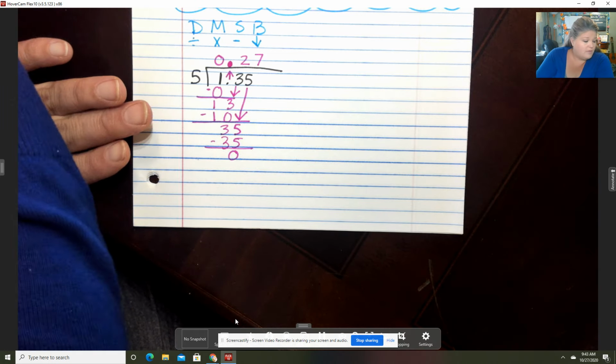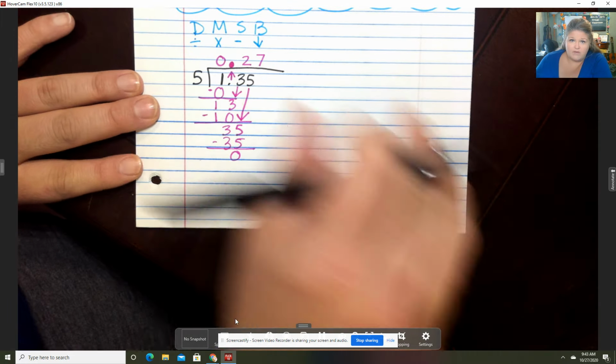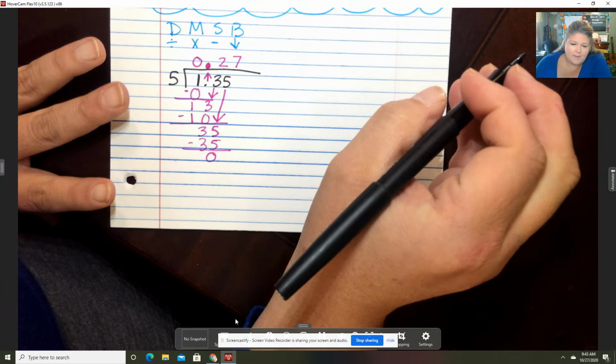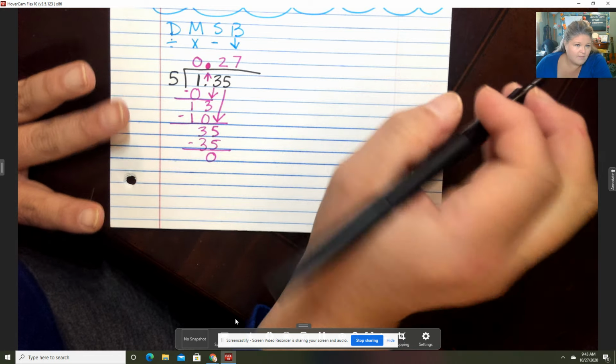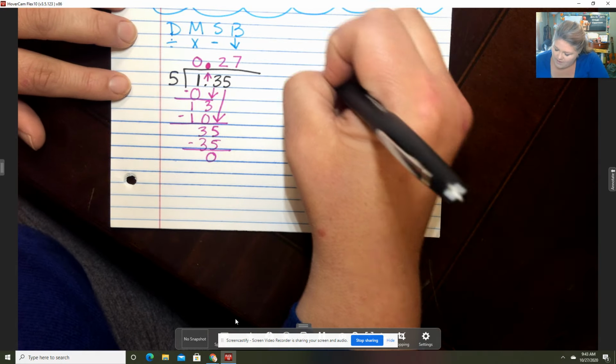All right, I'm going to show you another way. If you don't like it this way, don't do it. Do this way, okay? But you can choose. It's basically the same concept of dividing. Divide, multiply, subtract, and instead of bringing down, you bring up. But you have to make a box.